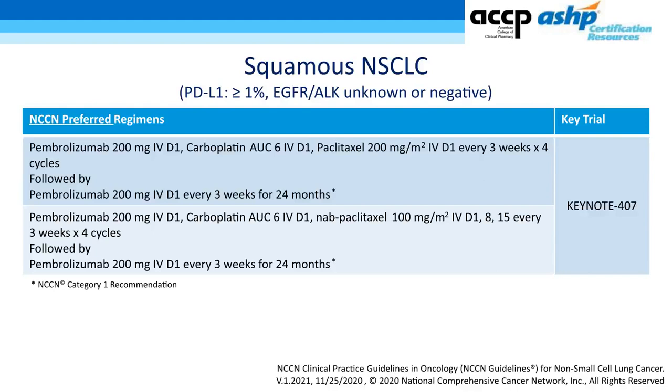So our NCCN preferred Category 1 recommended regimens for patients with PD-L1 of greater than or equal to 1% that have squamous histology, we would be utilizing pembrolizumab in combination with carboplatin plus paclitaxel or nab-paclitaxel, and they would receive that for a total of 4 cycles, followed by pembrolizumab monotherapy alone. This was based on the KEYNOTE-407 trial and continues to be our approach for squamous patients.